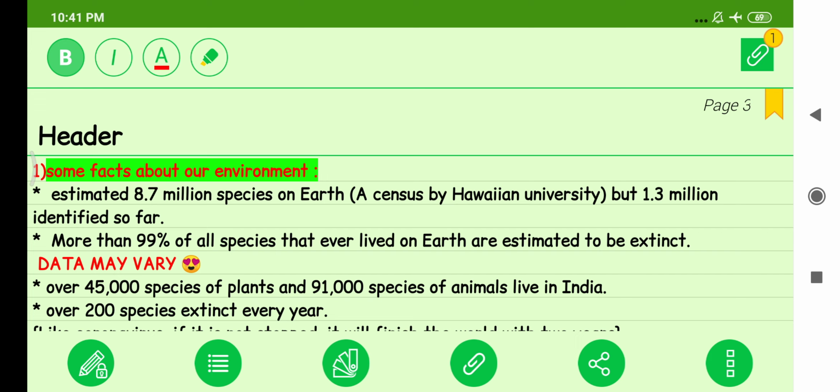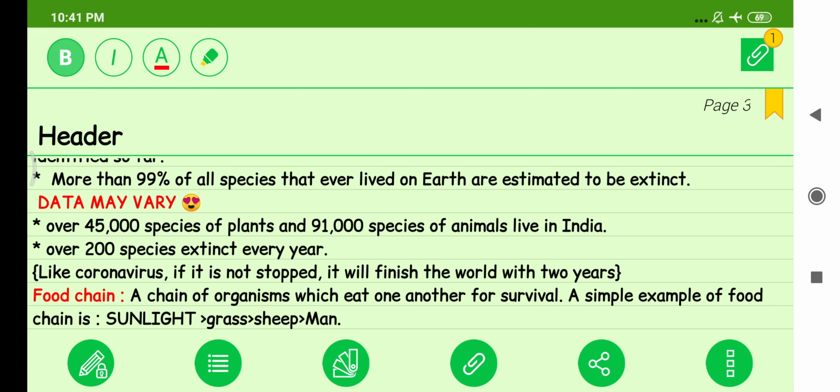Data may vary. You can consult other books. You may find other figures there. The data may vary, but it is a fact that there are thousands and lakhs of species on the planet. And as far as India is concerned, there are 45,000 species of plants and 91,000 species of animals in India. But the bad news is that over 200 species go extinct every year from the planet. And this is the issue of concern here.